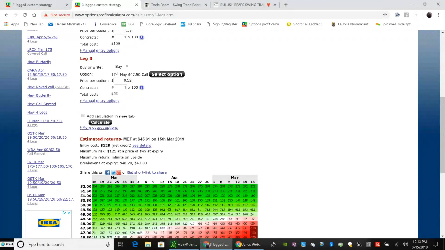Maximum return is infinity. So you have no upside cap. Upside potential is unlimited. It shows you the break-evens here, break-even at expiration. So because you can profit on the downside or the upside, it has an upside break-even at 48.70 and a downside break-even at 43.80.